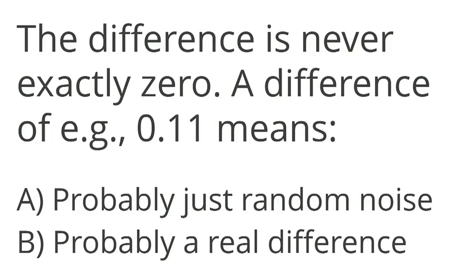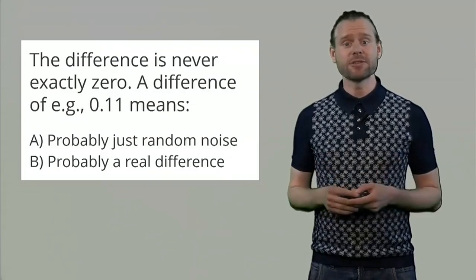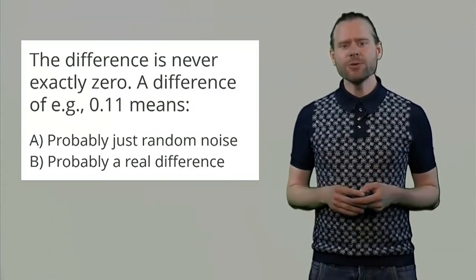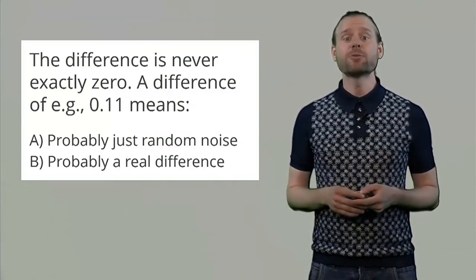There are two options. A, what you're looking at is probably just random noise. There's always some random noise in your data. Option B, this is probably a real difference. This is something that you should take seriously and at least examine further in future studies. So which of these two is true? Well, we can use the p-value to differentiate between these two options.